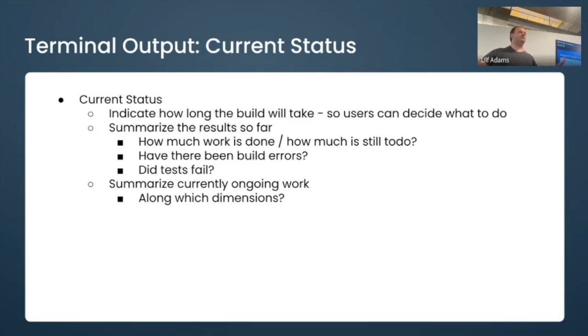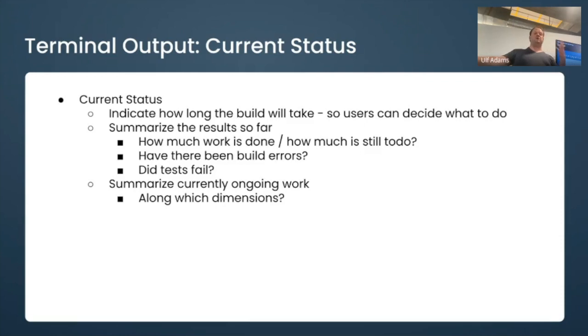But right now, unfortunately, Bazel hasn't. All right, we'll get to that. I will have some examples of Bazel output. We would also like to see, or I would like to see, a summary of the results so far. How much work is done? How much work is still to do? The prediction of how long the build will take is a little bit of that, but there are other dimensions that we might want to look at. I'm running 100 tests. Well, maybe the number of finished tests is actually a good metric to print.